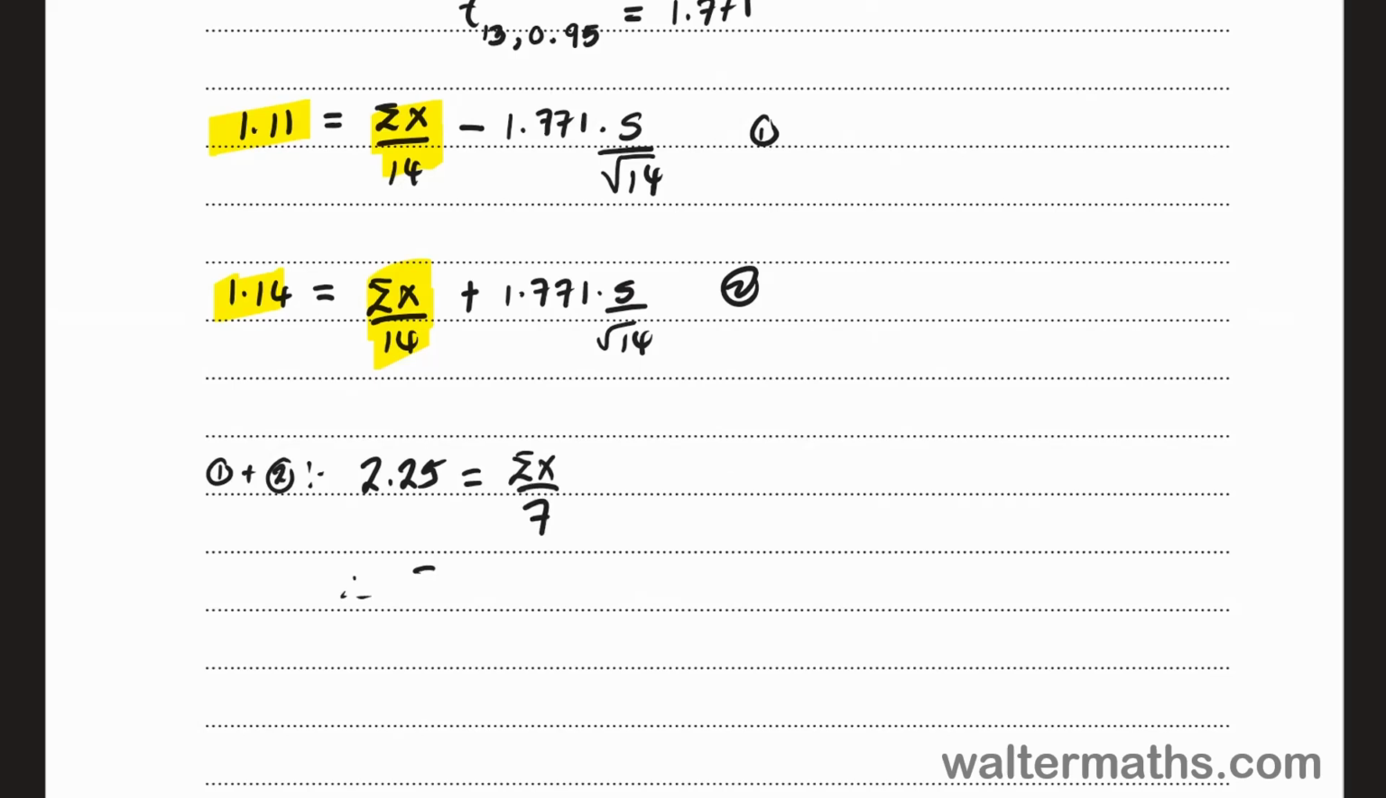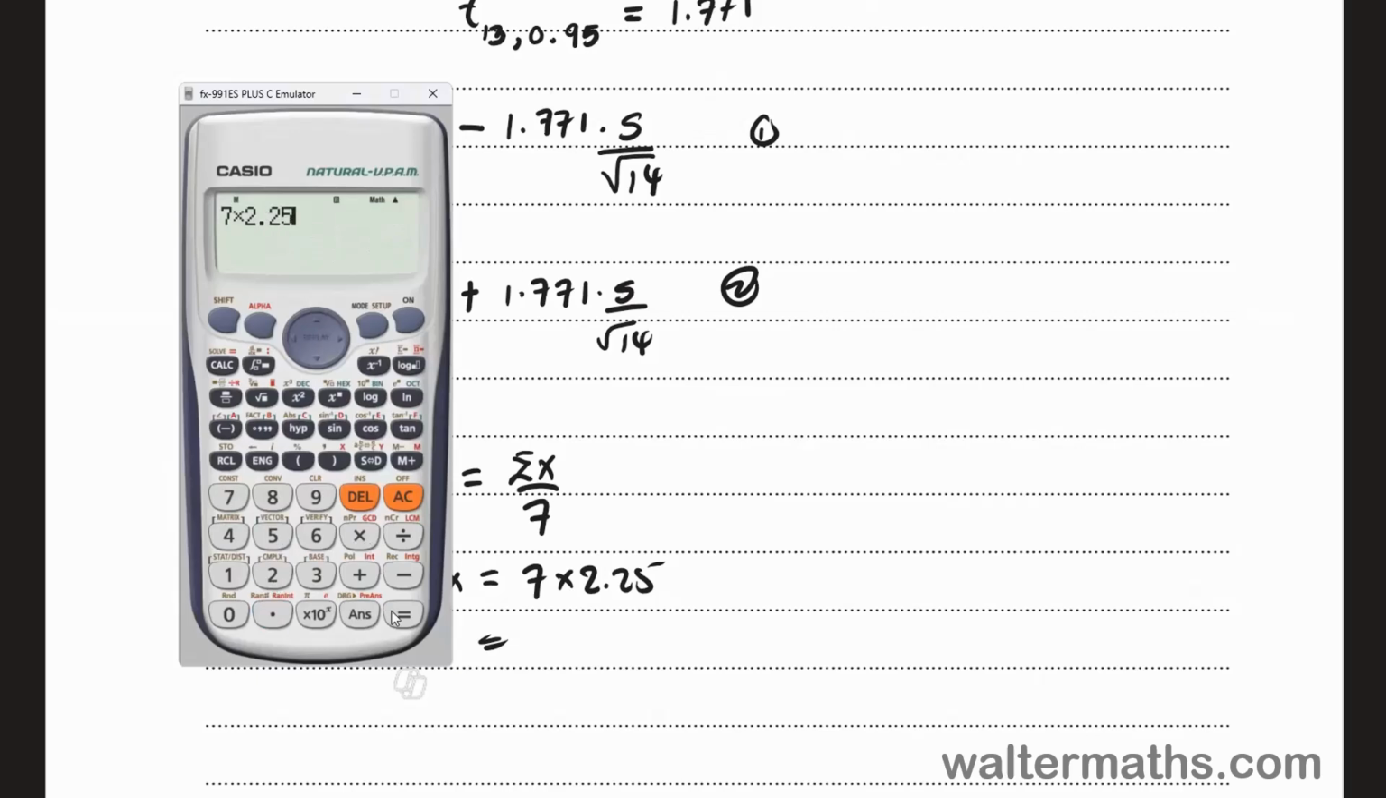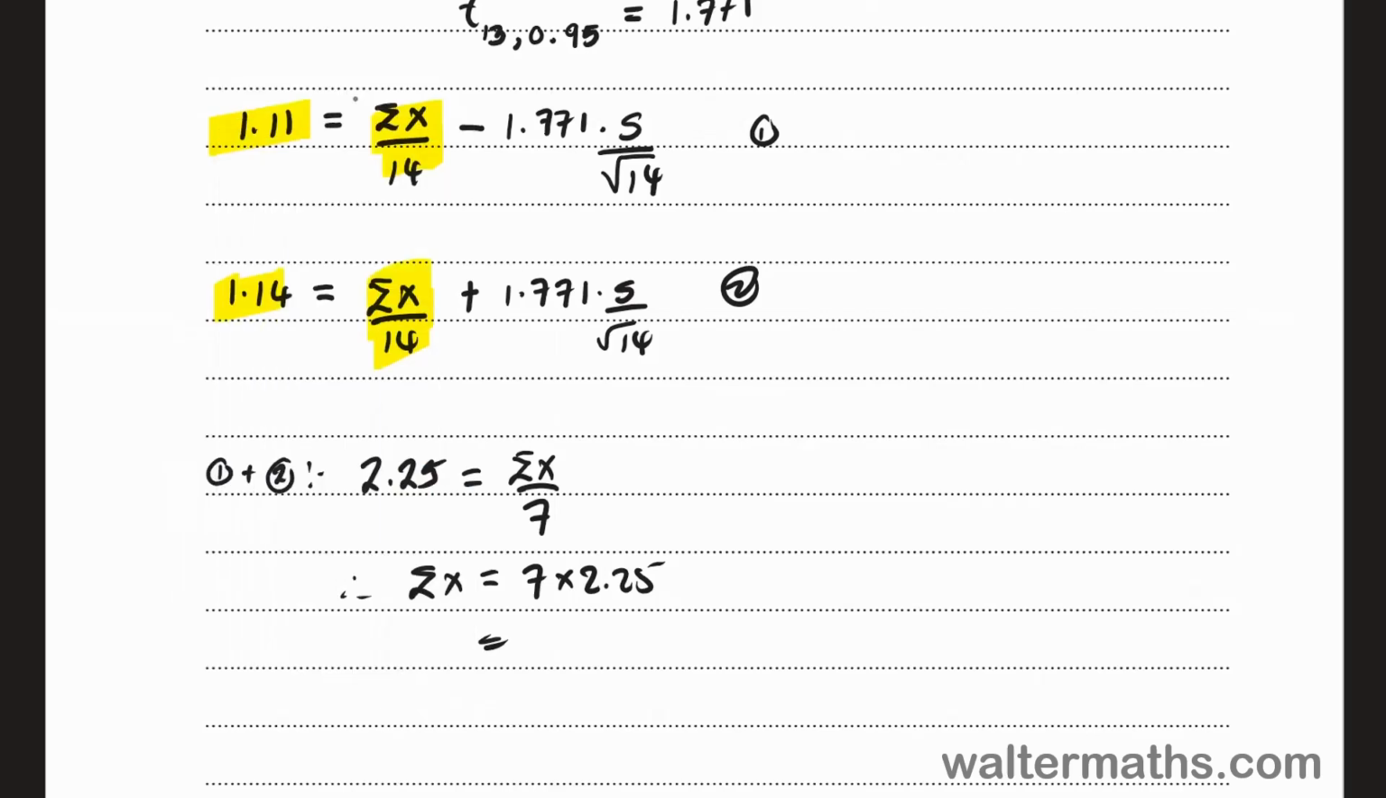So therefore, sum of x is equal to 7 times 2.25, and 7 times 2.25 gives us 15.75. So this here is the answer for sum of x. Okay, that's what they want us to find. That's one of the things they want us to find.